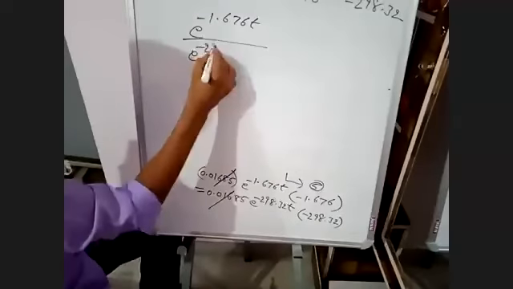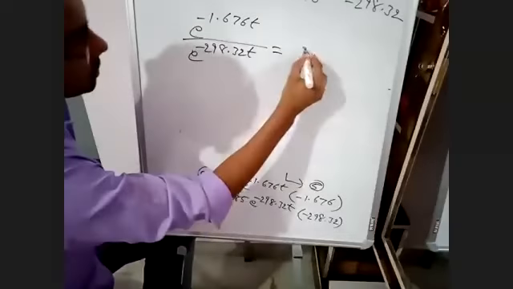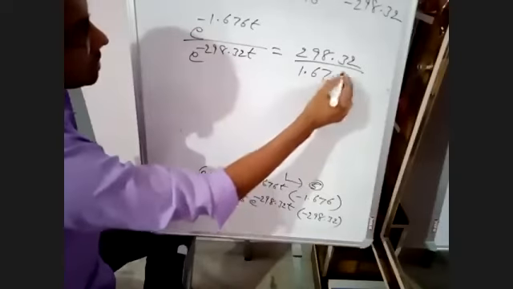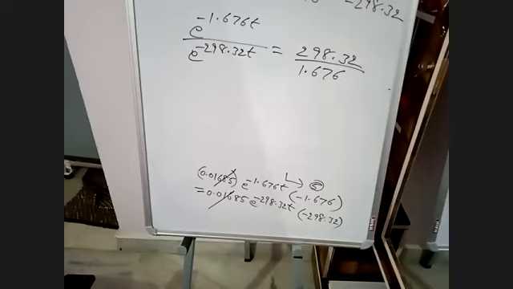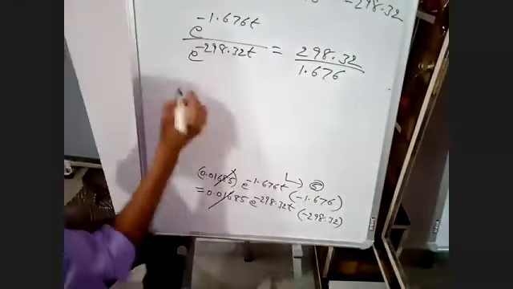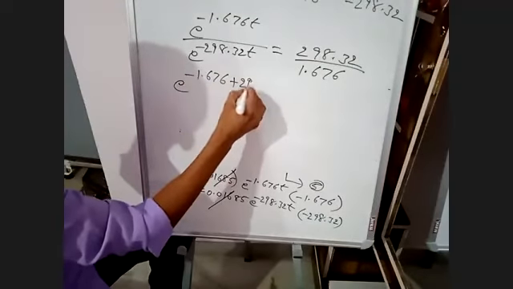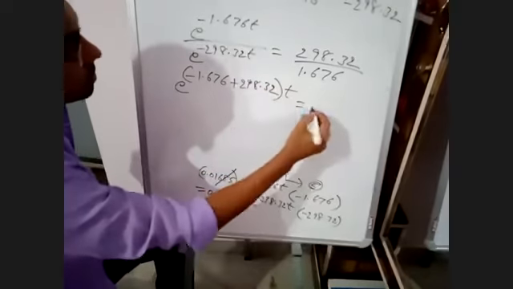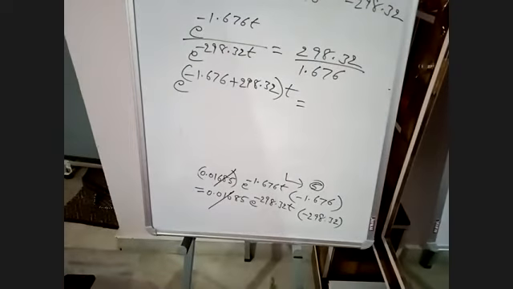e power minus 298.32 t is equal to 298.32 by 1.67. Bring the e power terms on one side and the constant terms on the other side. If you bring it to the numerator, it becomes plus. Minus 298 will become plus.